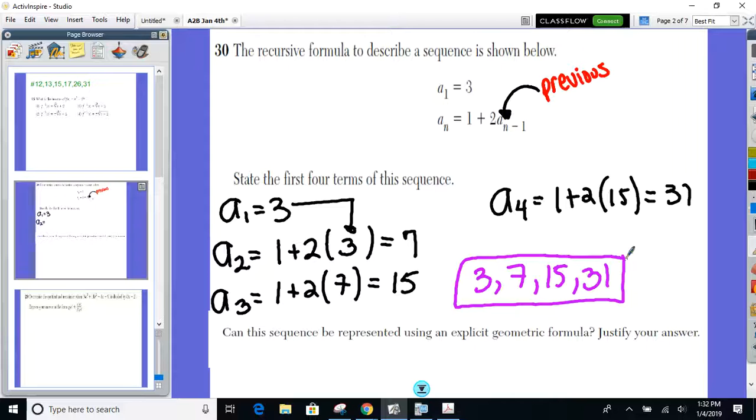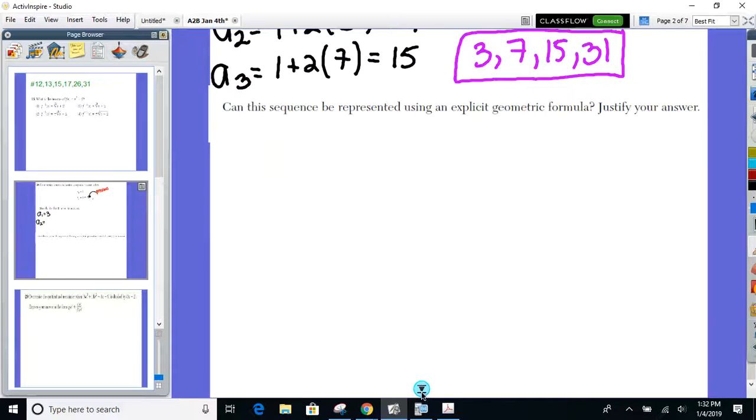All right. We are right there. All right, second part. Can this sequence here be represented using an explicit geometric? Anybody want to fill me in?